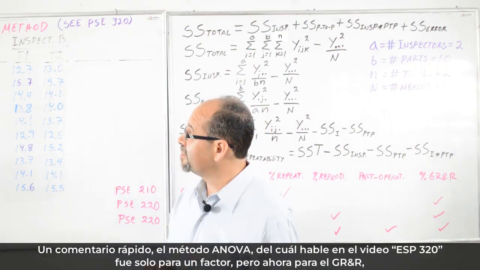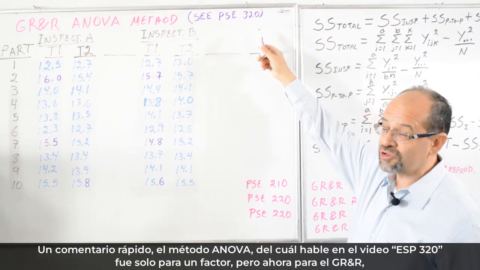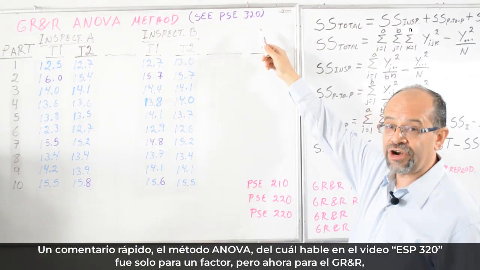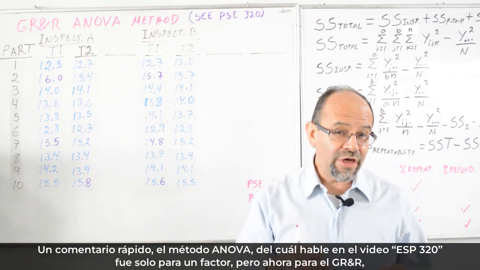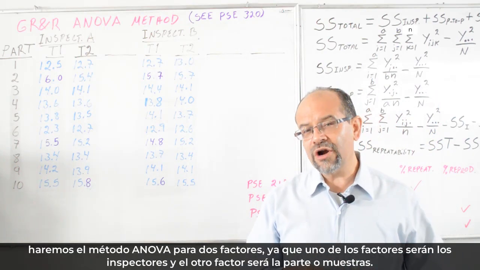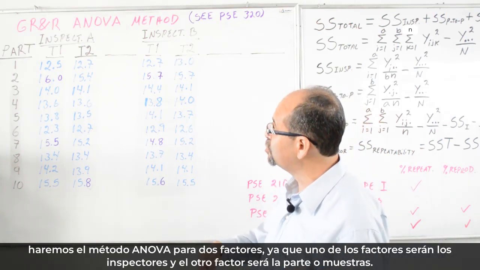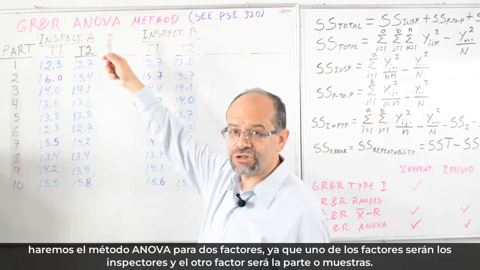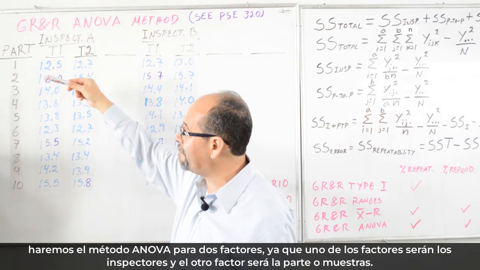Just one quick comment. The ANOVA method that I talked about in PSE 320 is just for one factor. But today, for the GR&R, we are doing an ANOVA method for two factors, because one of the factors will be the inspectors, and the other factor will be the part.